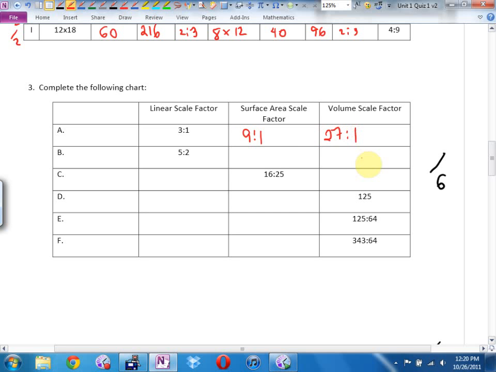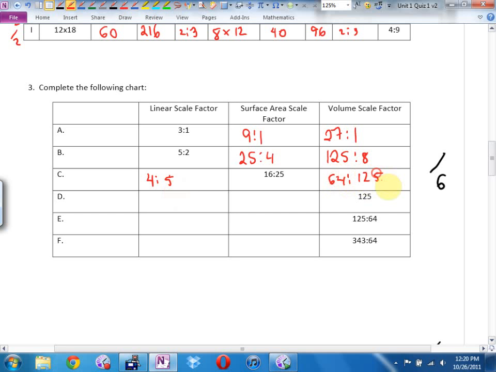Half mark for each of those. 5 to 2 is going to be 25 to 4. It's going to be 125 to 8. Square it, cube it. Oh, they gave me the area. So now, if they give me the area or the volume, I always want to find the linear first. So to get the linear, it's going to be square root, square root. It's going to be 4 to 5. And now I can find the volume because it's going to be cubed, cubed. It's going to be 64 to 125.